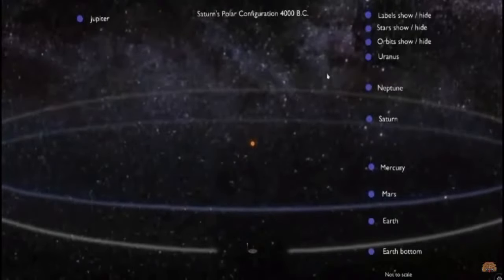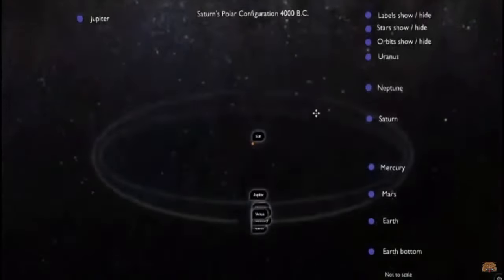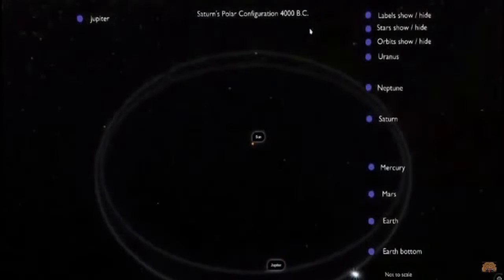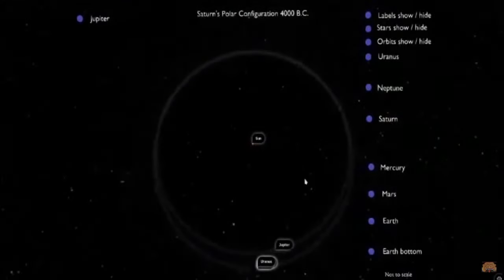Below Saturn, the following were located from top to bottom. Mercury joined the group in about 14,000 BC. Mars, resident probably since at least 30,000 BC or earlier, and Earth joined the group after 10,900 BC.